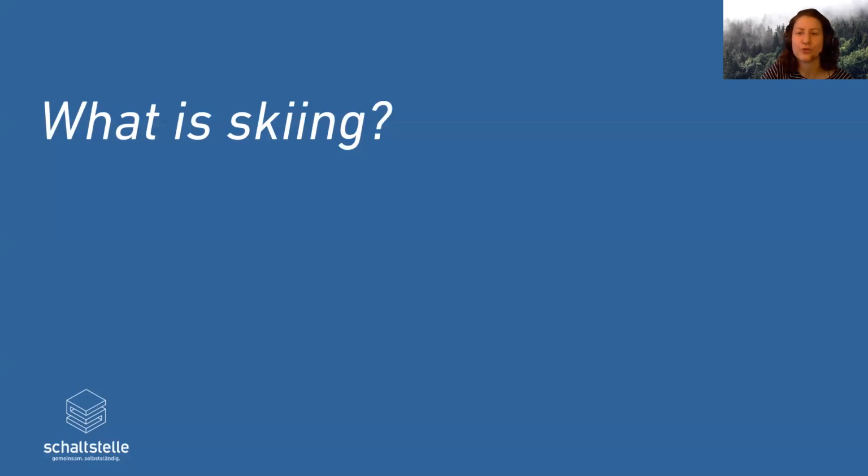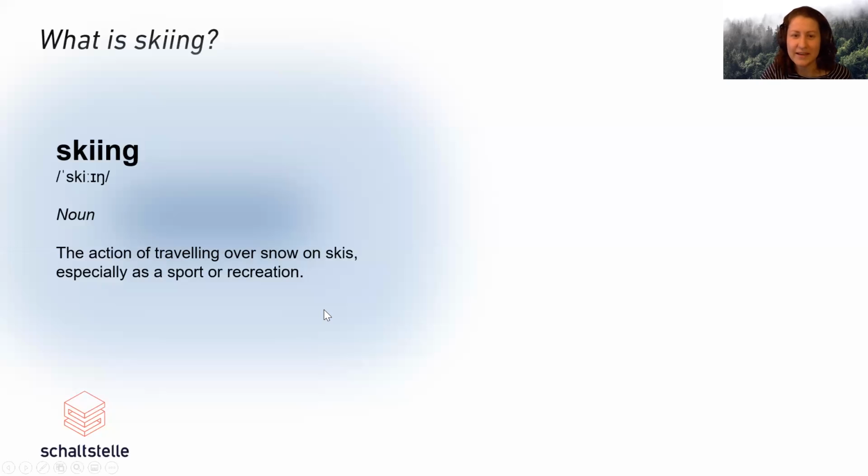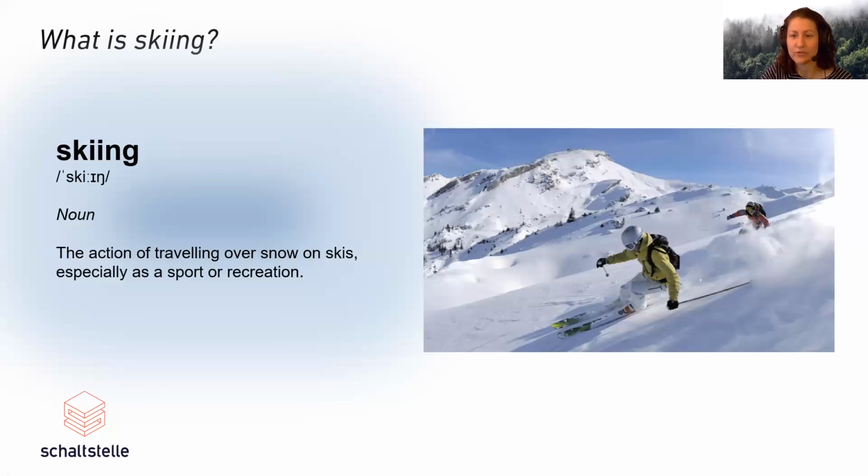Now let's have a short look what skiing is. I'm not sure if everyone is aware of what skiing is, so we have a look at that. So Wikipedia says skiing is the action of traveling over snow on skis, especially as a sport or a recreational activity. And in a skiing resort that our industry partner runs, skiing is especially downhills. And then this looks about like this.